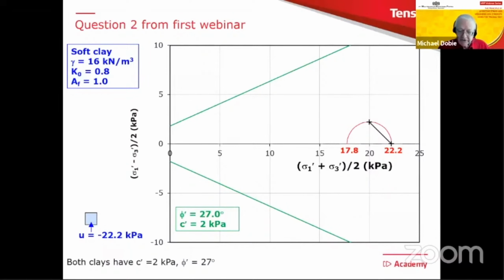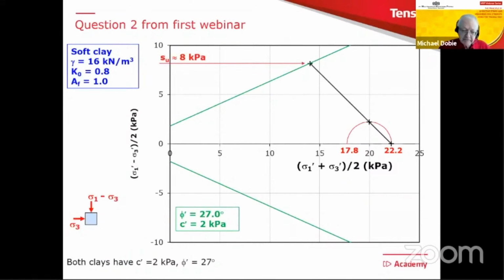Right, we're going to do a UU triaxial test on it. So we put that into our test cell, and we apply cell pressure and then the deviator stress. And because we've assumed A_f of 1, it goes up the path at 45 degrees until it hits the green envelope. And you can see that that is roughly an undrained shear strength of 8 kilopascals. That was for the soft clay. And I think that's fairly understandable.